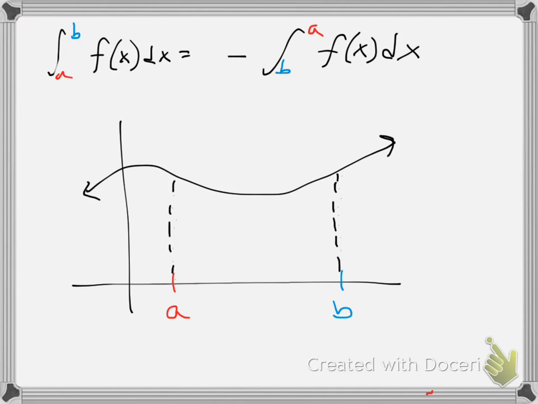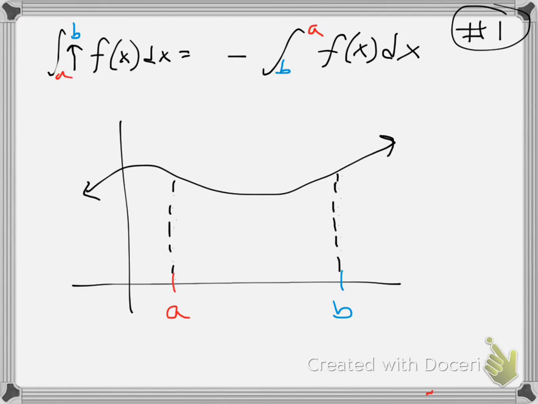Formula 1 or Property 1, the first one on the list, is a very important one. The first and the fifth arguably are the most important of these. The first one says that the area from A to B, which is the way we normally go, where A is usually less than B, is equal to the area under the curve from B to A, except it's going to be negative.